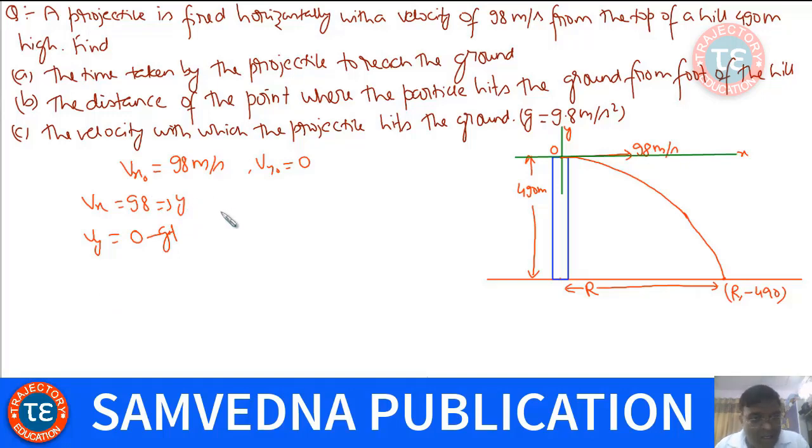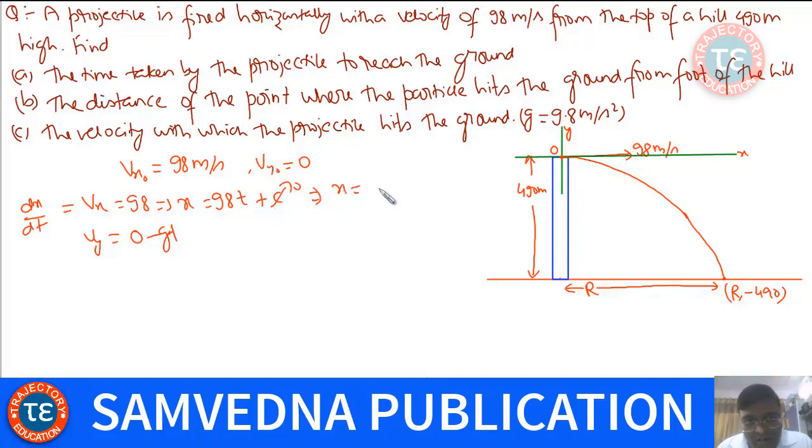And from here you get x. Vx is dx by dt, so x will be 98t, and if I put any constant, that constant will be 0. Why? Because x is 0 at t equal to 0. The body is here at t equal to 0, and at this point x is 0, y is also 0. So c will be 0.